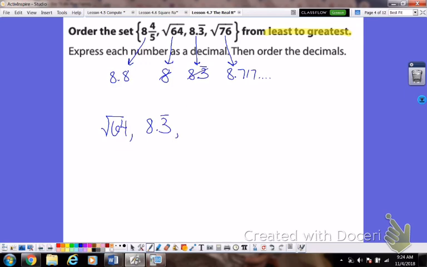Now we have 8.8, 8.717. Okay, this one's smaller. Go back to the original form. We have square root of 78. And last but not least, 8 4/5. So again, always must go back to the original form. Do not write the decimals. Right, that is the last section of this chapter.